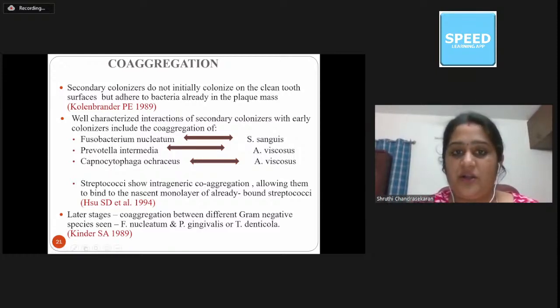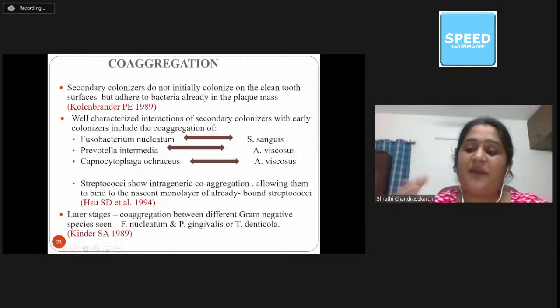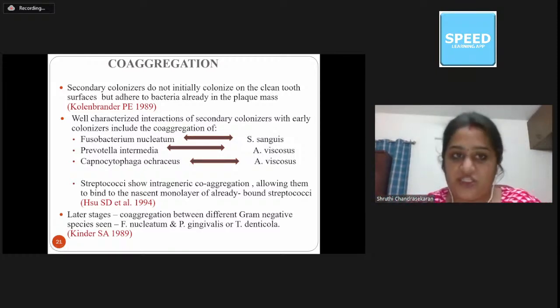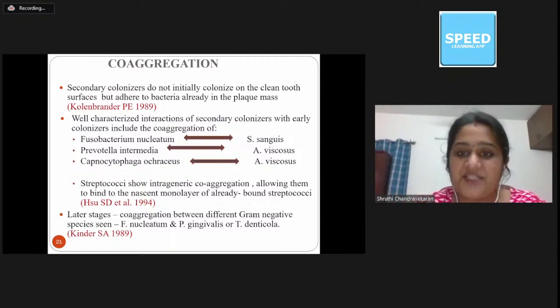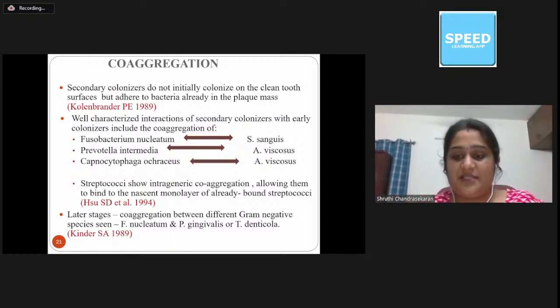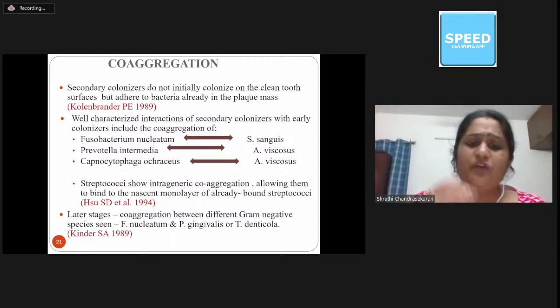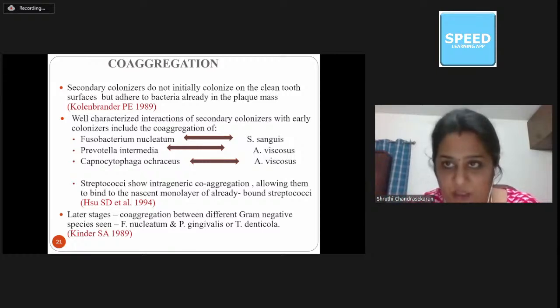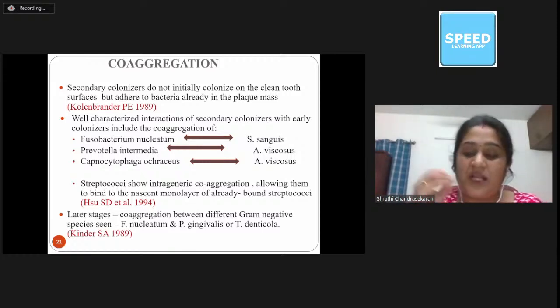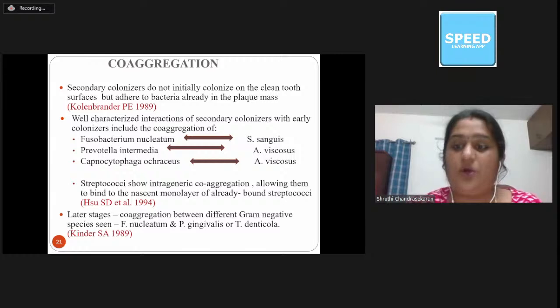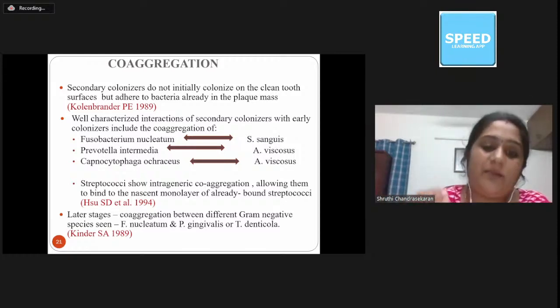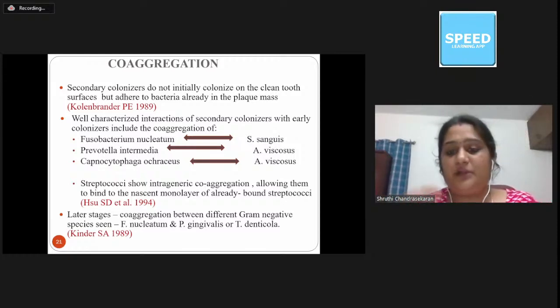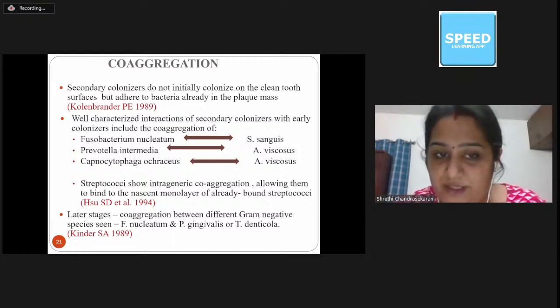Secondary colonizers, as I already mentioned, will not be able to bind to a clean tooth surface, because you need the primary colonizers to come and reduce the redox potential. Well-characterized interactions between the primary and the secondary colonizers are, please remember these three, also of exam importance. One is Fusobacterium nucleatum, which will bind to Streptococcus sanguis, a primary colonizer. Prevotella intermedia will bind to Actinomyces viscosus, also a primary colonizer. Then the Capnocytophaga species will bind to Actinomyces naeslundii, a primary colonizer.